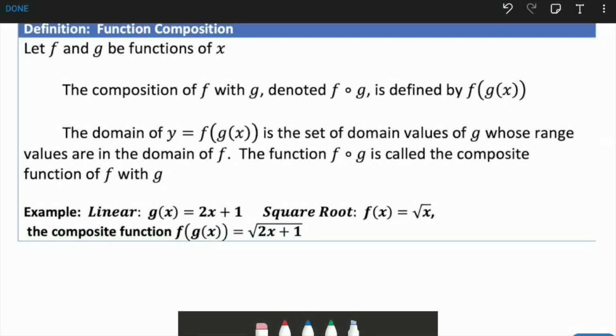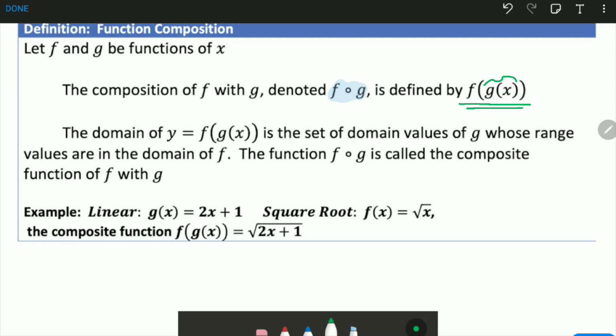In this video we're going to be talking about composition of functions. Composition of functions, which can be denoted as f open dot g, is defined by f of g of x, where essentially what we're doing is we're taking the g of x function and plugging it in for x into the f of x function.